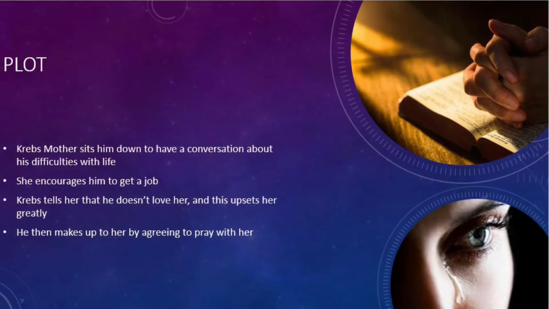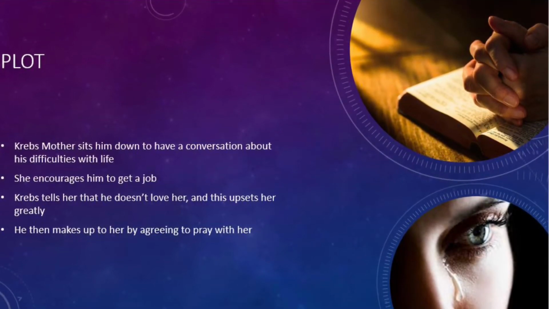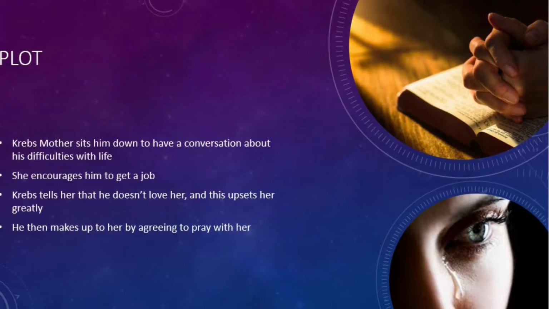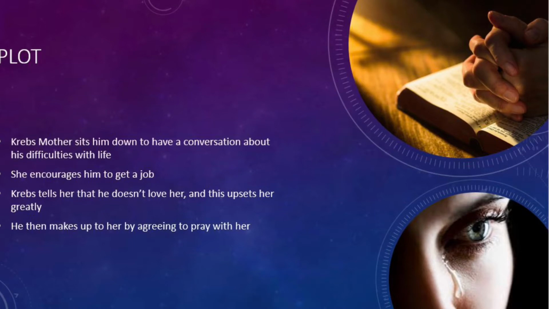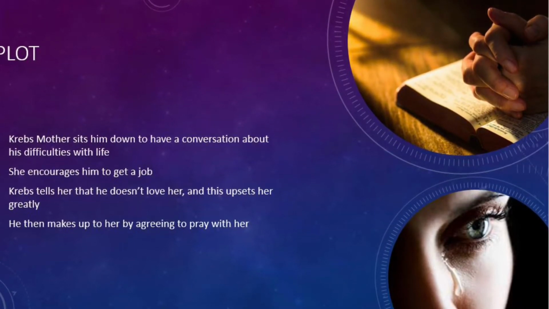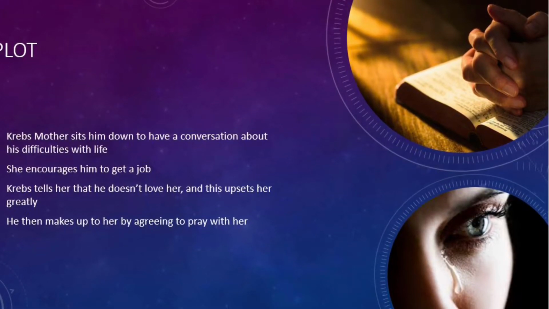Krebs' mother finally sits him down to talk about his obvious struggle to connect with society. She basically tells him that he needs to get his life together. Krebs tells his mother that he does not love her, but most likely doesn't mean it. She begins to cry, and he immediately takes it back and attempts to comfort her. He is not very good at expressing emotions.